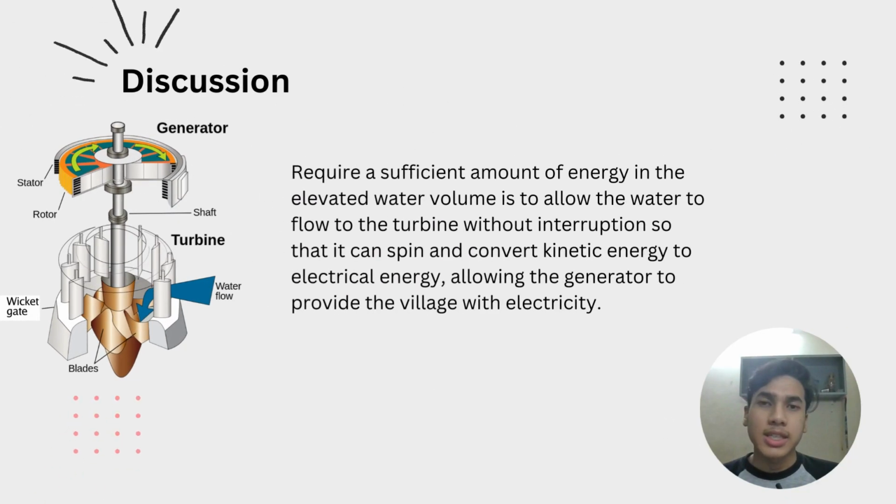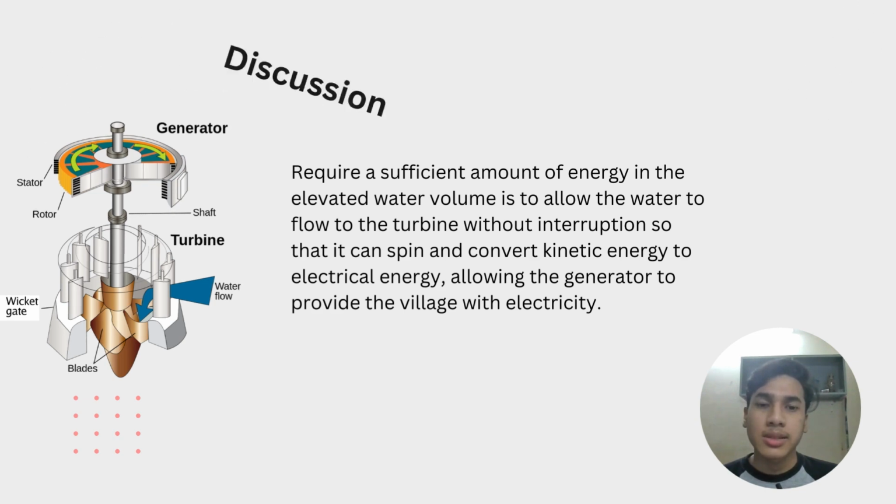I will continue for the discussion. After the discussion, we found out that we need a sufficient available energy in the water volume, so it will flow the water to the turbine without any problem. The water will spin the turbine and convert kinetic energy to electrical energy. Therefore, the generator will provide electricity to the village.